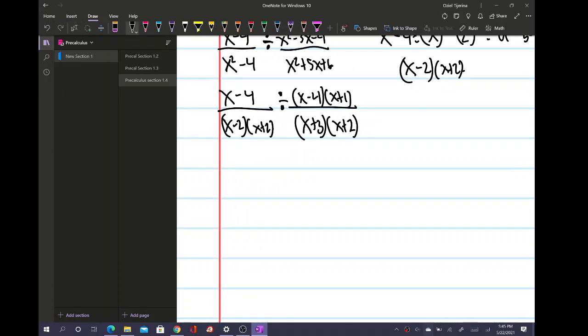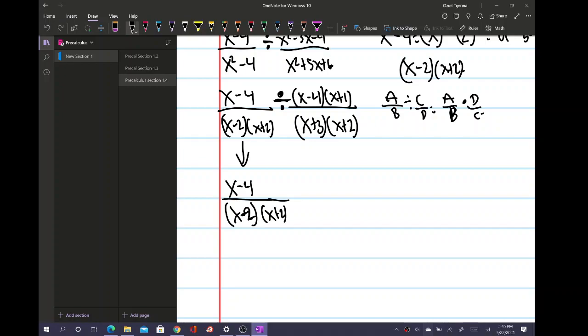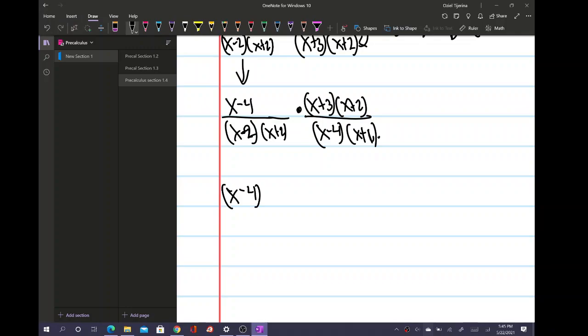Now, we can apply the dividing fractions rule, which is a over b divided by c over d equals a over b times d over c, right? So we keep this the same, so we have x minus 4 over x minus 2 times x plus 2, and then we flip this over. We have x plus 3 times x plus 2 over x minus 4 times x plus 1. And we bring it together. We have x minus 4 times x plus 3 times x plus 2 over x minus 2 times x plus 2 times x minus 4, excuse me, times x plus 1.